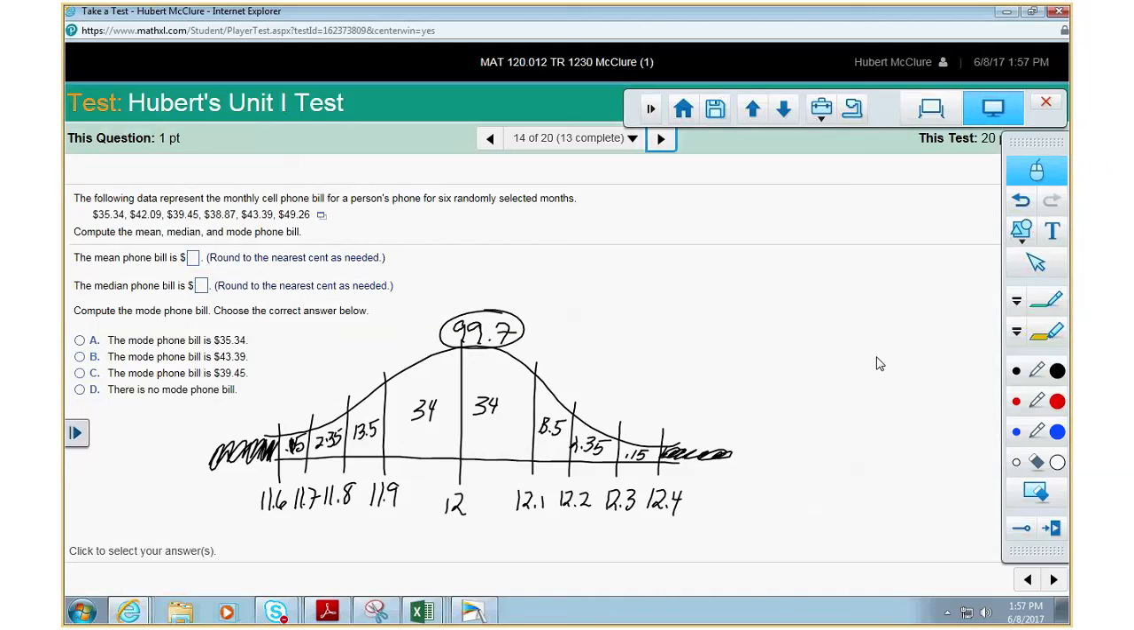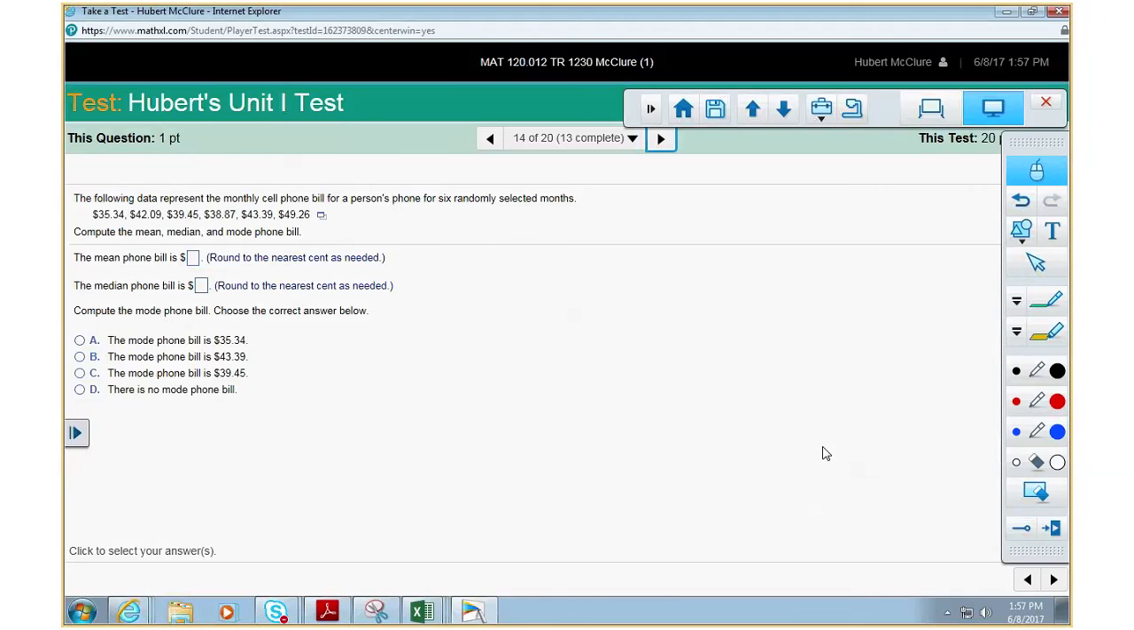All right, do this one. They're asking for the mean, median, and mode. Bye-bye. So she got upset and left. So that means all y'all gonna fail.